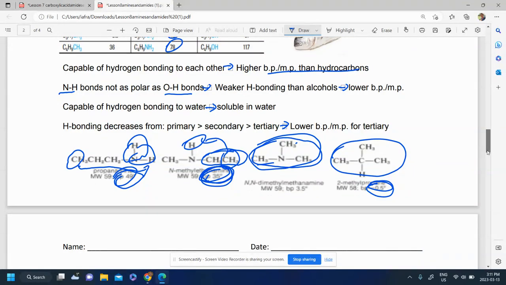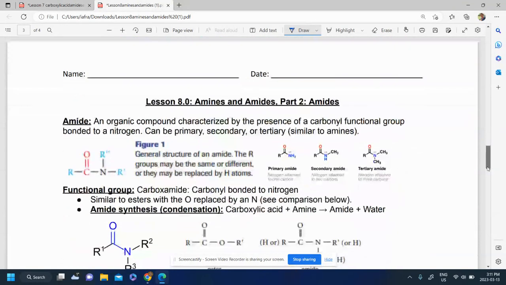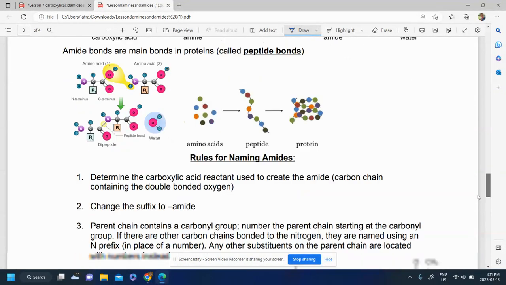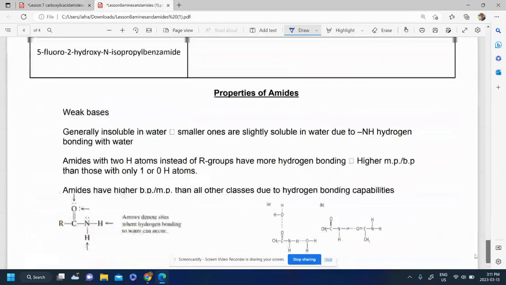In the next video, we're going to take a look at amides. We'll do the same approach. We'll learn what amides are, see their functional group, learn how to name them, learn how they're made, learn how to draw them, and then we're going to take a look at their properties.